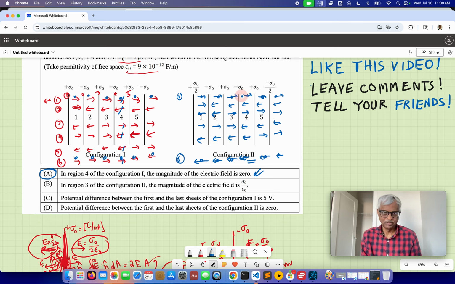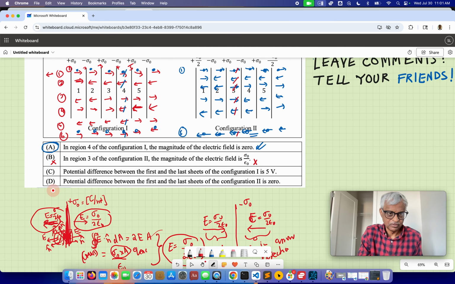Okay, so now this is about region 3 of the configuration. So we look at region 3. Some of these just cancel. This will cancel this, this will cancel this. Then you have half this way and half that way. They cancel. You can see over here, they also cancel. And so this must be incorrect.